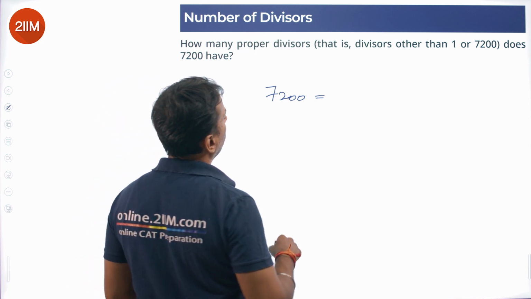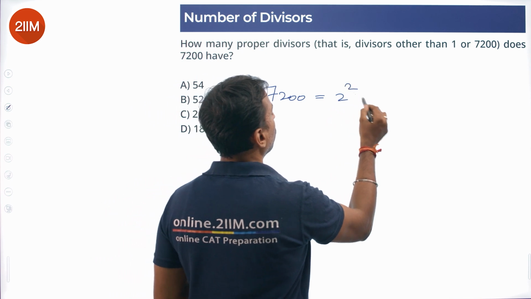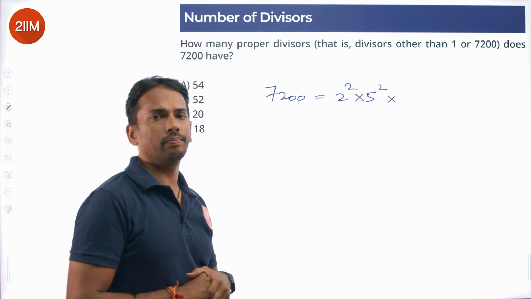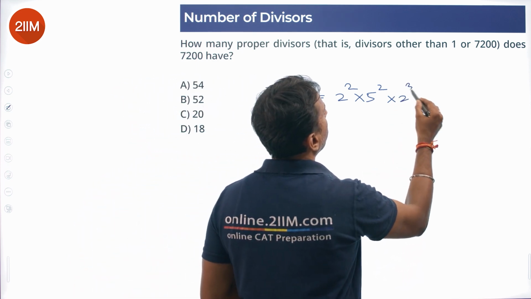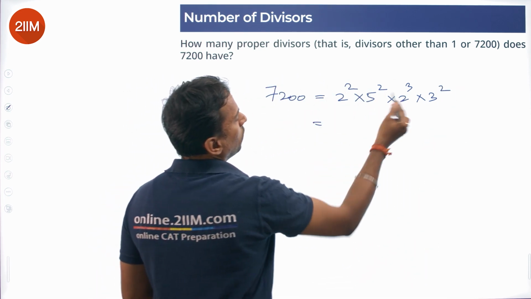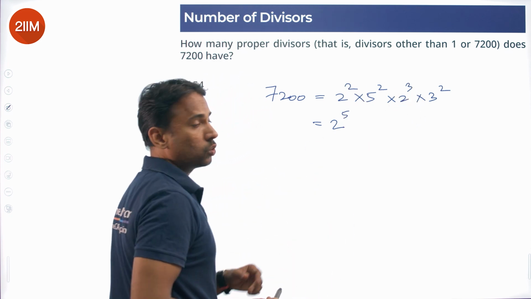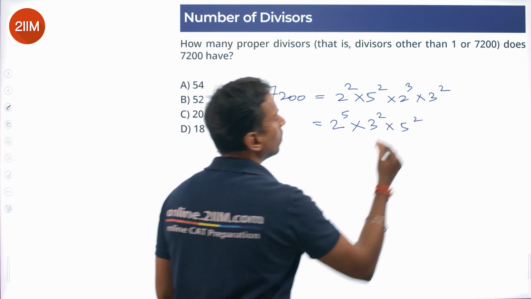So we will have 7200. This 100 is basically 2 square into 5 square. And the 72 is going to be 8 nines are, 8 nines are is 2 cube into 3 square. That's it, done. So overall it will become 2 power 5, because we have 2 power 2 here and 2 power 3 here. So 2 power 5 into 3 square into 5 square.